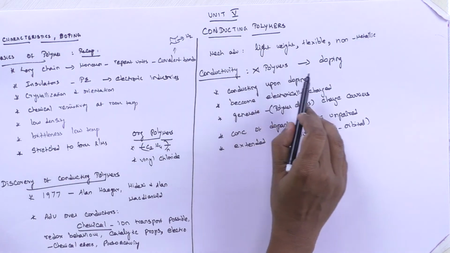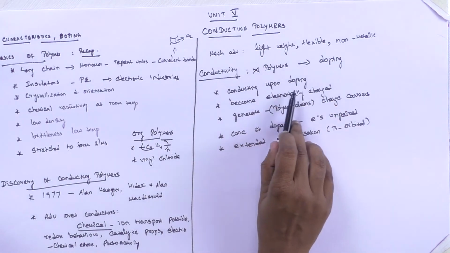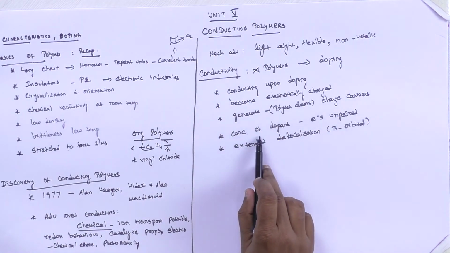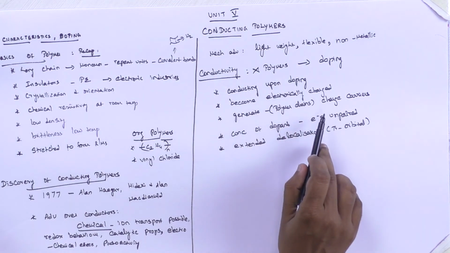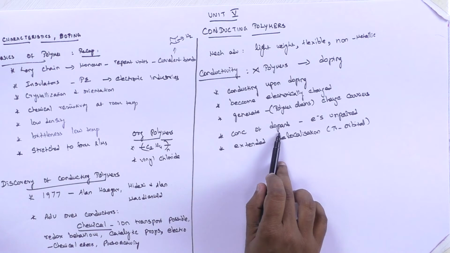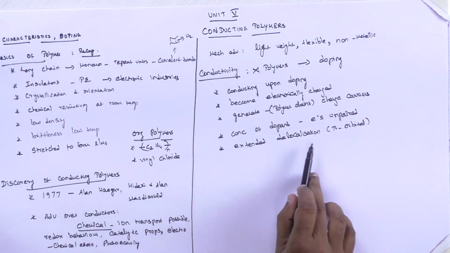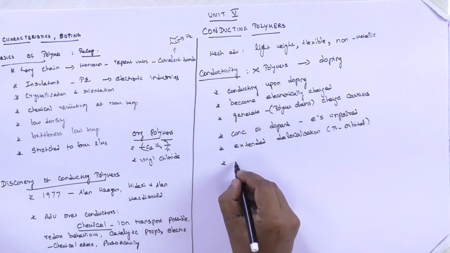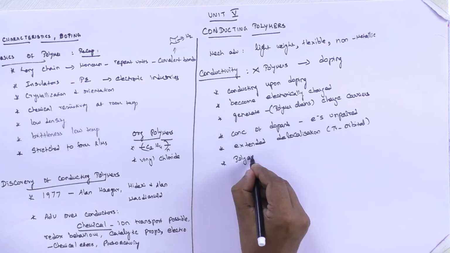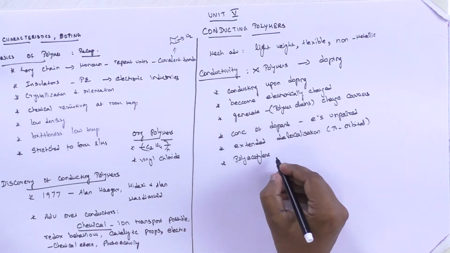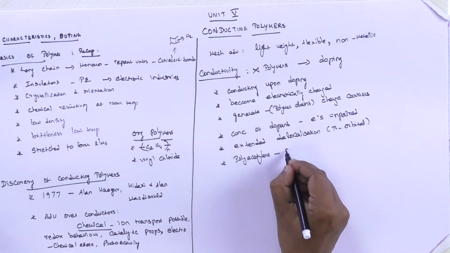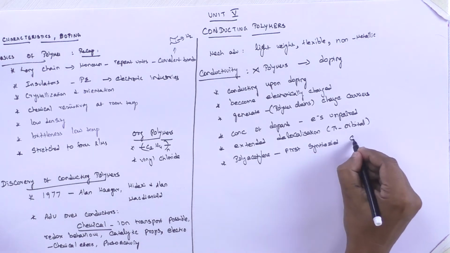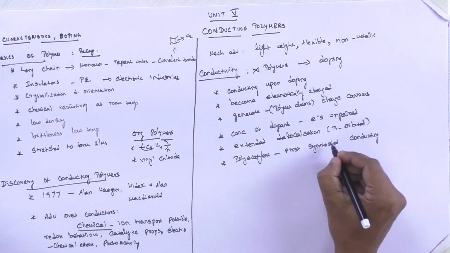Generally, a polymer is not conducting, but on doping it becomes conducting, it becomes electronically charged, and it acts as a charge carrier. Depending on the concentration of the dopant, how much you are adding, the electrons will be unpaired. Also, your polymer will have an extended conjugation or extended delocalization. One of the first polymers that was synthesized is polyacetylene. It was the first synthesized conducting polymer.